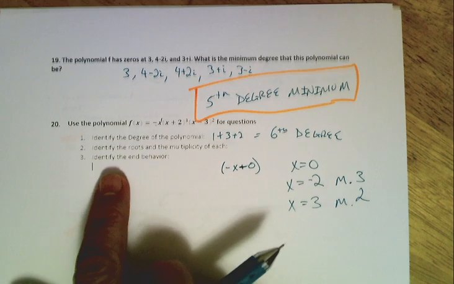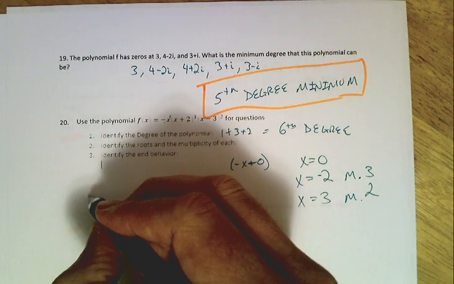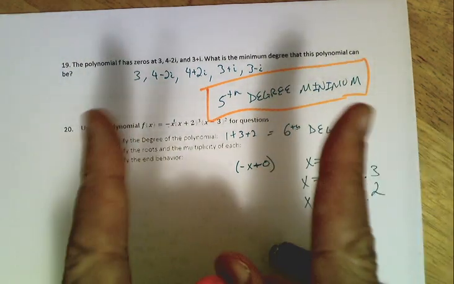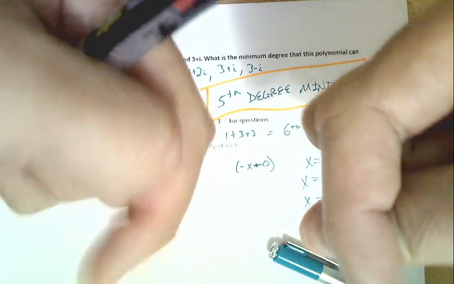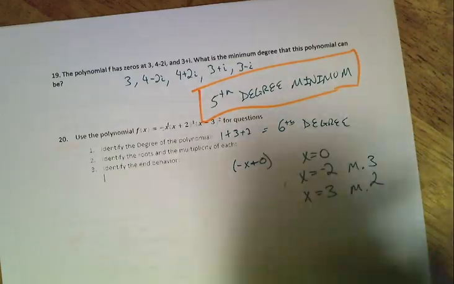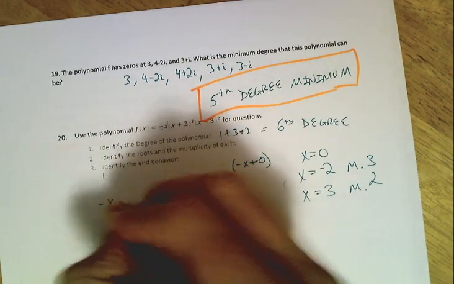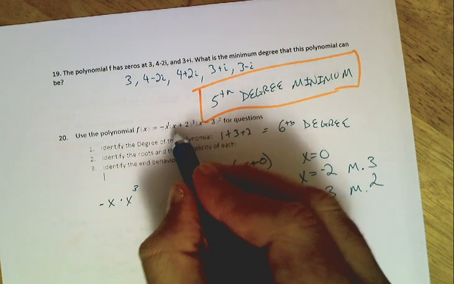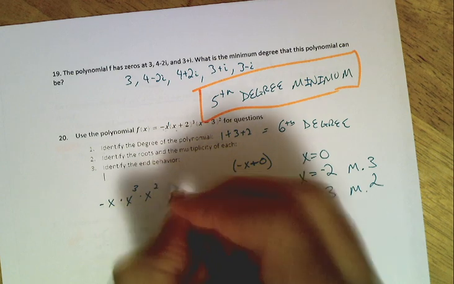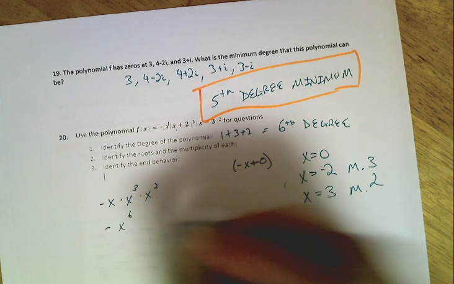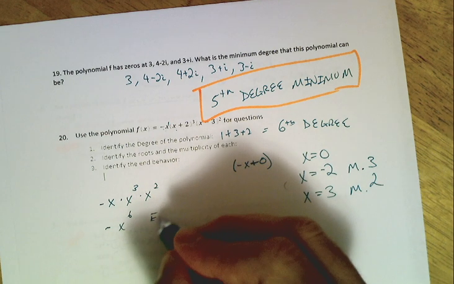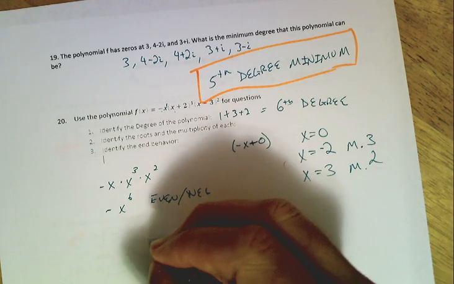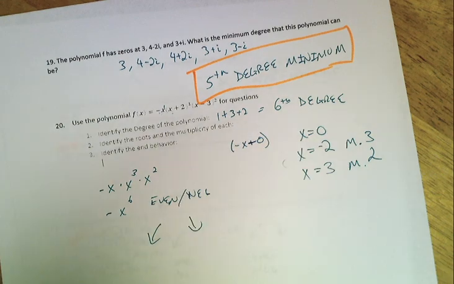Identify the end behavior. So a 6th degree polynomial is going to be either both up or both down. We just got to figure out which. So we have a negative x. The leading term is going to be negative x times x to the third times x squared. So we should have a negative x to the 6th power, so it should be even negative. Even negative, so the end behavior would be down on both sides.